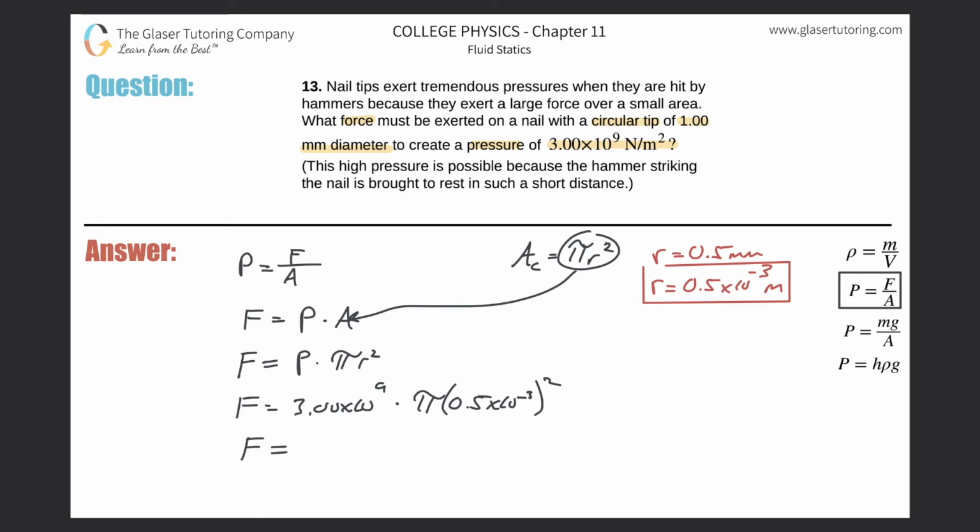So we get a value of 2.36. Hopefully we're dealing with 3 sig figs. Yeah, about 3 sig figs should be good. So times 10 raised to the 3, and that's in terms of newtons. So that's going to be the force.